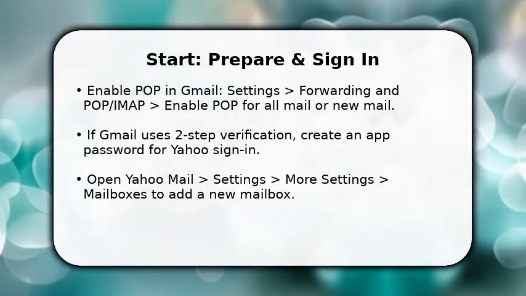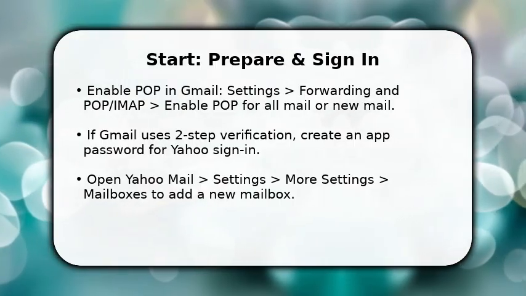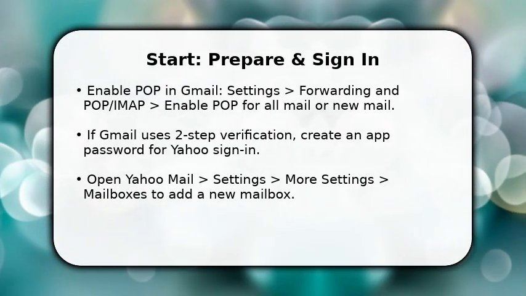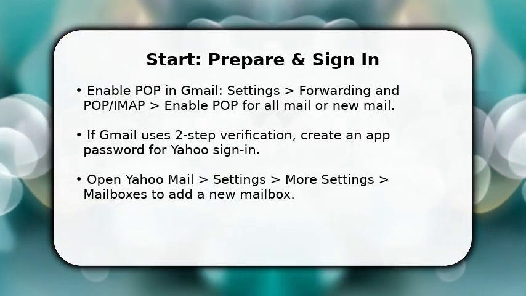Once done, open Yahoo Mail, go to Settings, then Mailboxes. Make sure you have both the Gmail address and the app password ready. Now you're set to add Gmail as an external mailbox in Yahoo.